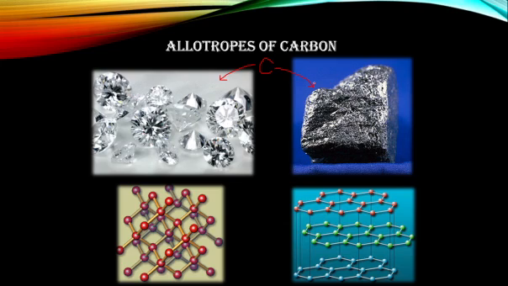Only thing is that it is of different forms. So the different forms of the same element in the same phase, it is called allotrope. Same phase means here diamond and graphite are in solid phase. So if it is in the same phase but with a different structure and it is made up of the same element, then it is called allotrope. In this particular case, carbon is the element which is present in diamond and graphite.